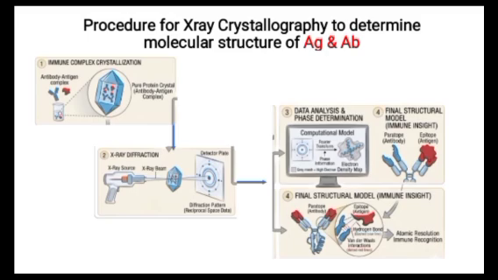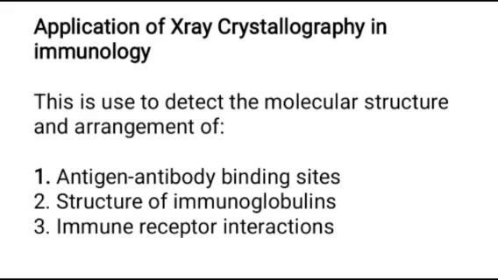After the cryogenation, the X-ray light will be passed through the cryogenated sample. Then it will be detected by a plate. Crystallography is used in detecting molecular structure and arrangement of the antigen and antibody binding site, also the structure of immunoglobulin and the immune receptor interaction, that is between the paratope and epitope. So it's very significant in mapping out the reaction between immune cells.